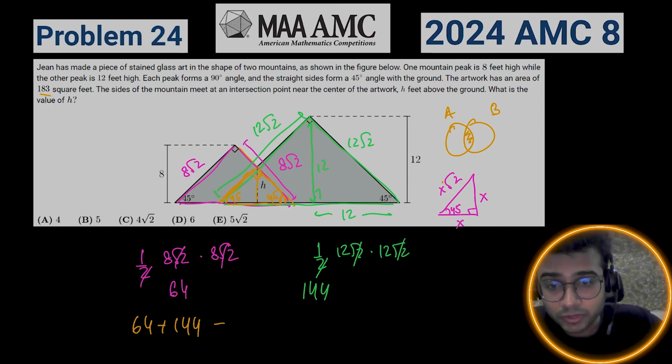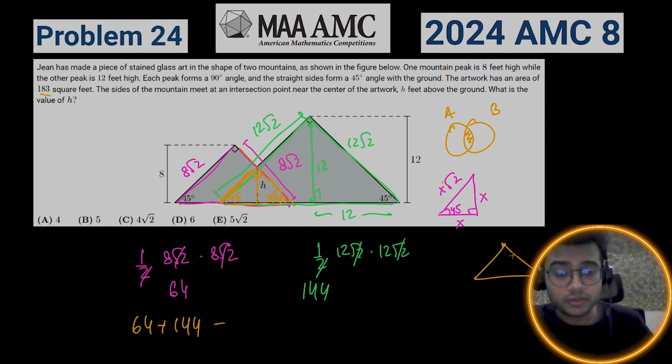If we drop a perpendicular, it breaks it down into two more 45, 45, 90 triangles in the exact same way as we did for the green and pink triangle. If this is H, this is also H, this is also H. So the area of this triangle is going to be half 2h times h, which is just h squared.